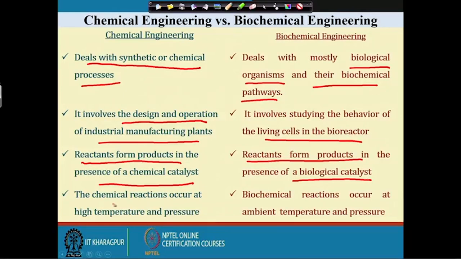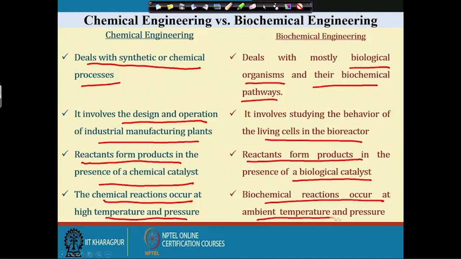Now, chemical reactions occur at high temperature and high pressure, and since that is required, naturally it is energy intensive. The biochemical process occurs at ambient temperature and atmospheric pressure, which is very important, because we are then less energy intensive. From the energy point of view, this biochemical process is very attractive. From the substrate point of view, it is also very attractive. We require mostly glucose and sucrose type of material, which is largely available, and not only that, it is renewable, we can produce it again and again through agricultural product formation.